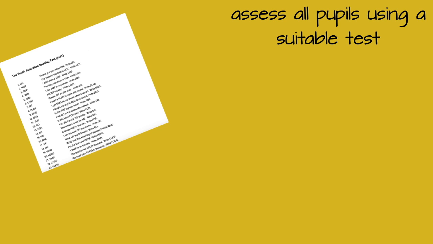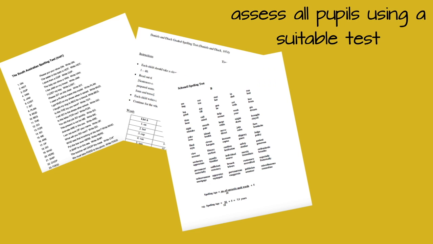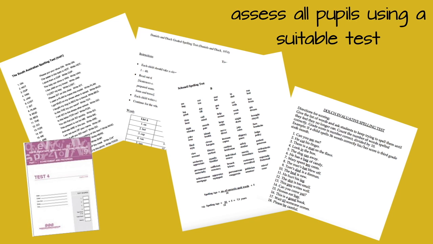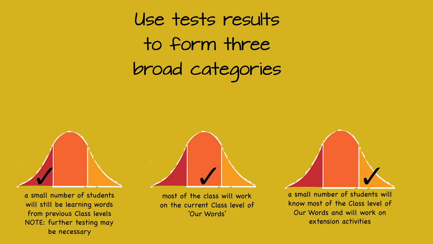The South Australian Spelling Test, the Daniels-Dyack, the Schnell, and the Dolch. Schools may also wish to purchase the SSPA from the NZCER, the only spelling test with New Zealand norms. The results from the tests will be used to form 3 broad categories of pupils. The bulk will achieve what is currently required for that class level. A small number will achieve below and a small number will achieve above.